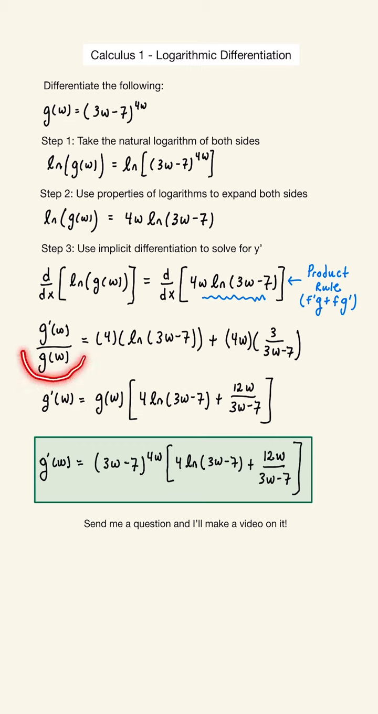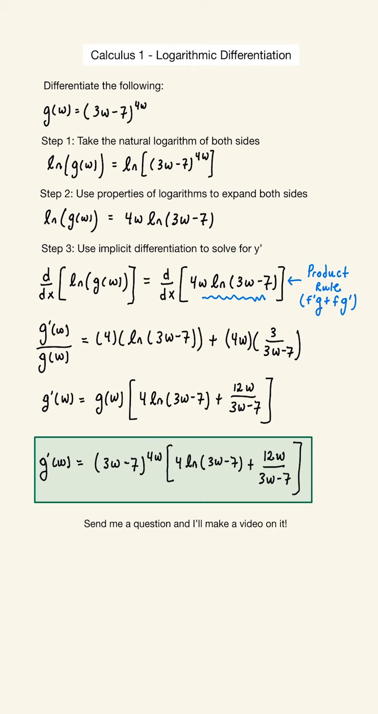We know that on the left-hand side, we'll get g prime of w divided by g of w. And on the right-hand side, we'll get the expression shown here by taking the derivative of the first and second term, which we'll use in our product rule.